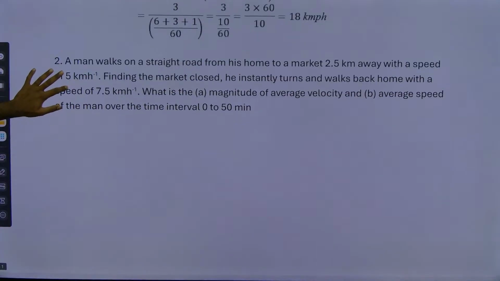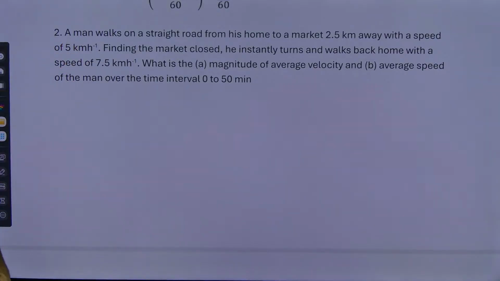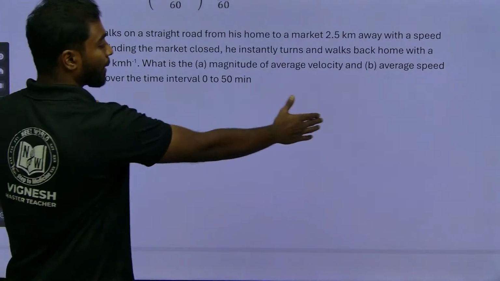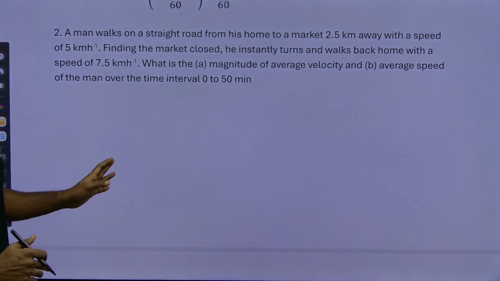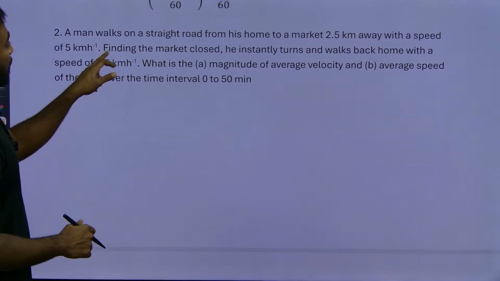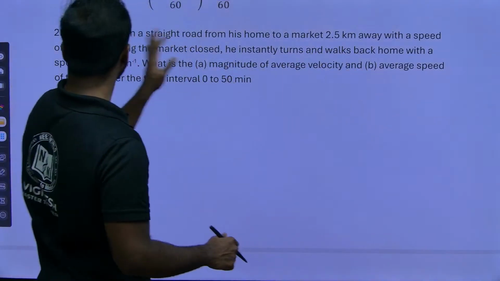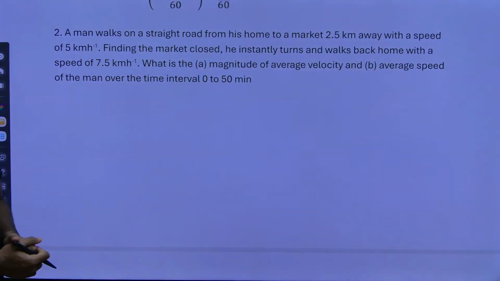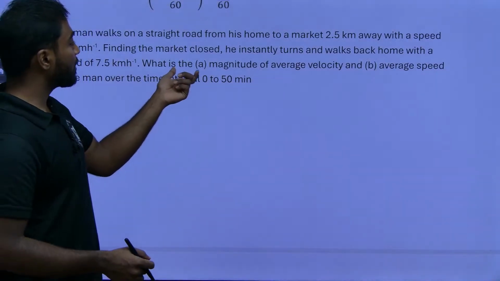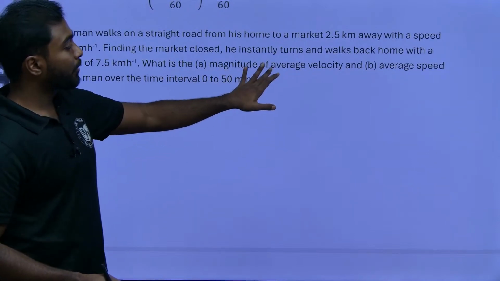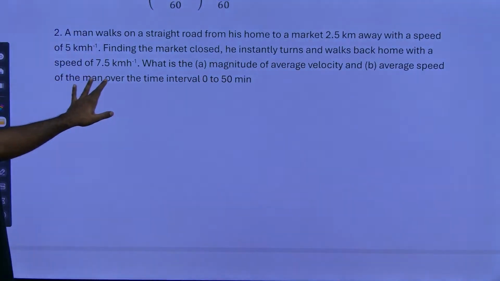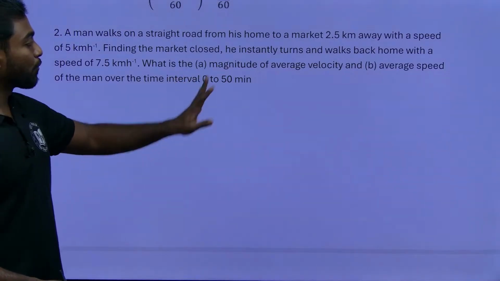So the next question. A man walks on a straight road from his home to market 2.5 kilometer with a speed of 5 kilometer per hour. So he is taking from home to market 2.5 kilometer distance with 5 kilometer per hour. Finding the market closed, he instantly turns and walks back home with a speed of 7.5 kilometer per hour. What is the magnitude of average velocity and average speed of the man over the time interval of 0 to 50 minutes?